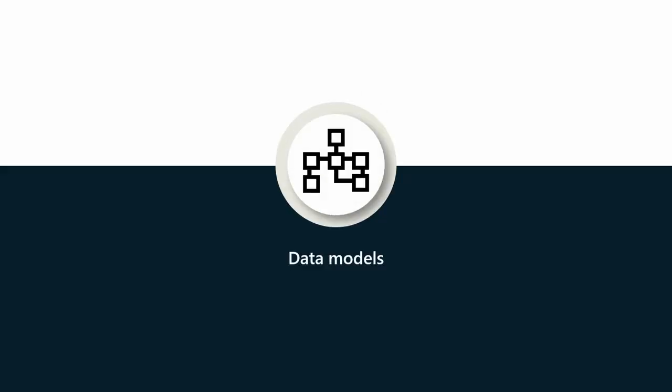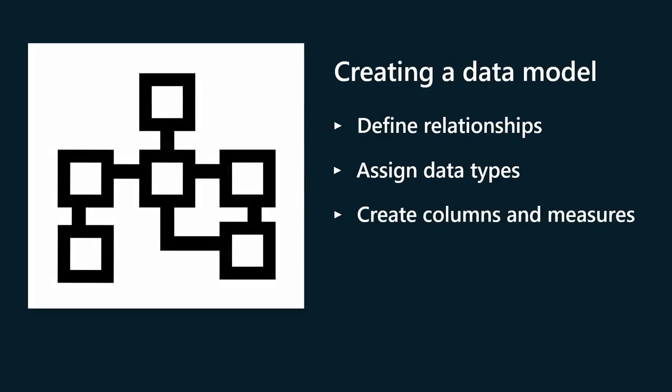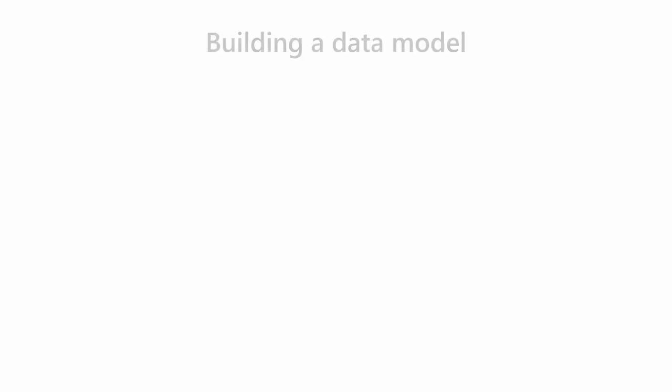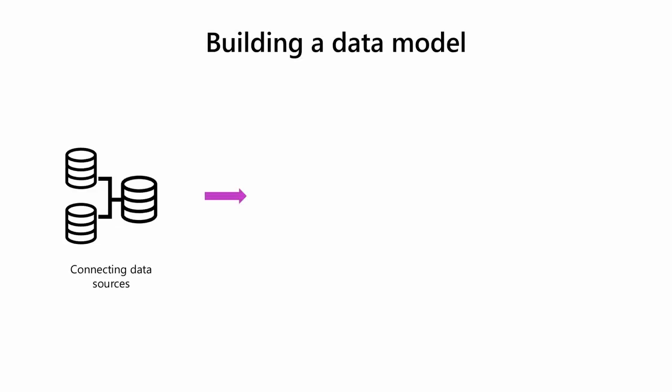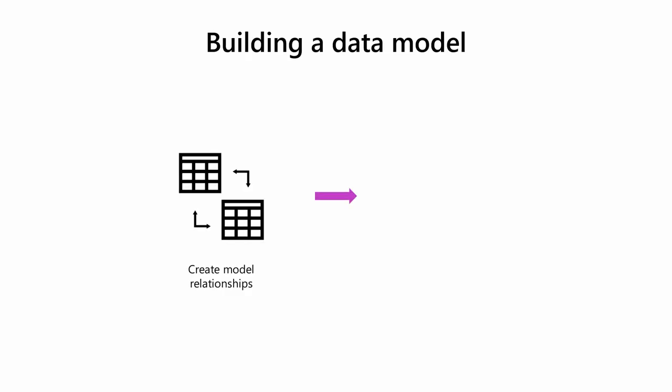You learned how to identify the initial steps involved in data modeling, like defining relationships between tables, assigning data types, and creating calculated columns and measures. You then explored the process steps for building a data model in Power BI. This involves connecting your data sources, preparing and transforming your data, and configuring the table properties. You also learned how to create model relationships and create measures and calculated columns with DAX.